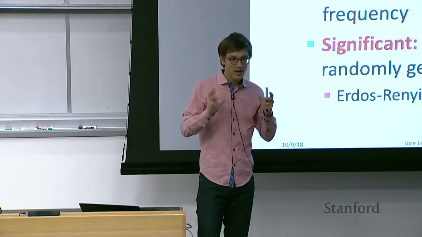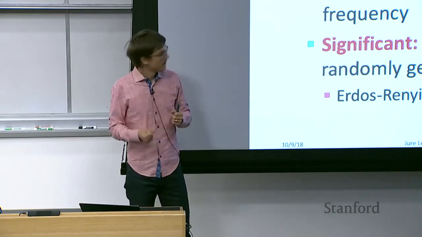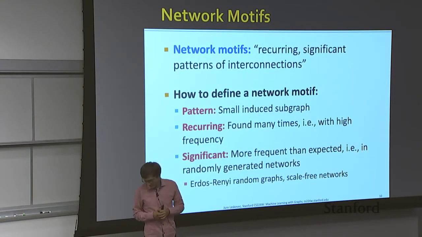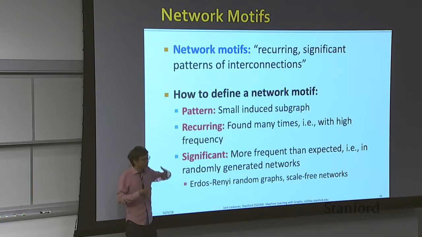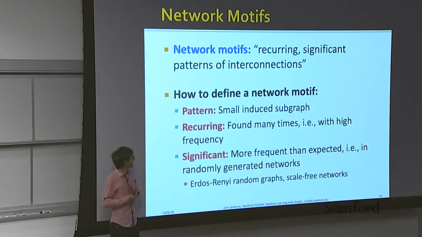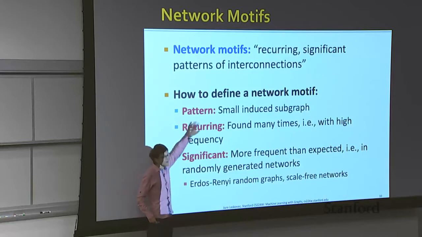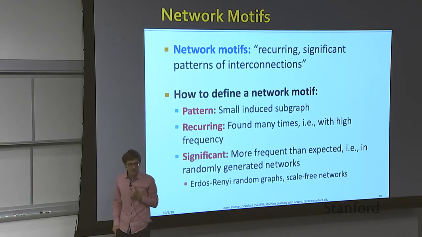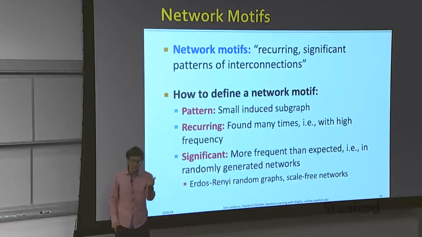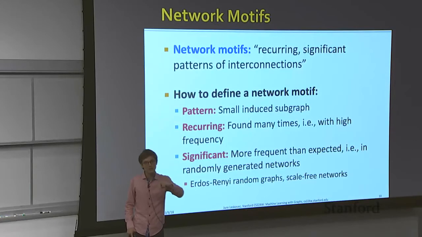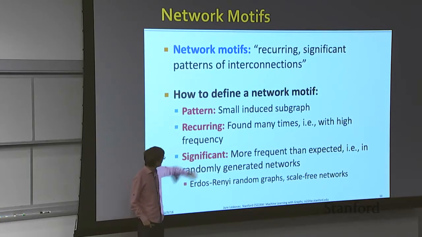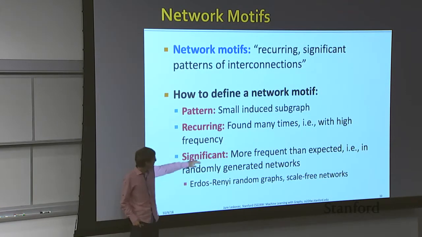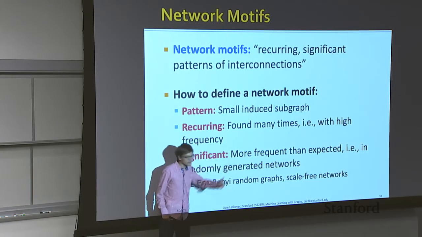Okay, so a network motif, this is now a definition, is a significant recurring pattern of interconnections in the network. So in order to define a network motif, we need to break down that vague definition above. First, we need to define what we mean by a pattern. By a pattern, we mean a small induced subgraph. Okay? Induced means if you have a set of nodes, then you take all the edges between that set of nodes. Okay? Recurring means that it occurs multiple times, right, with high frequency. And then significant means it's more frequent than expected.